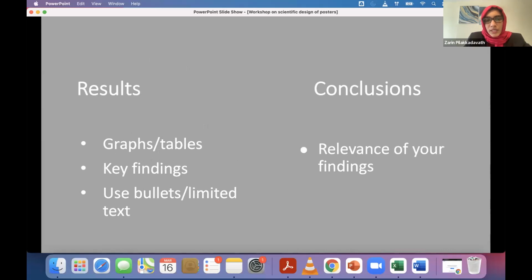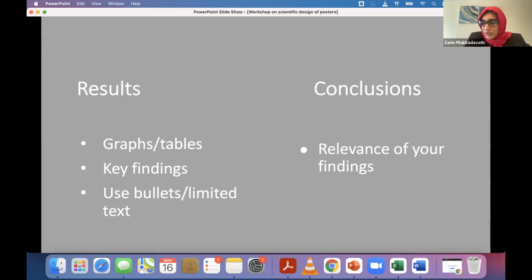So the results would be the space that takes up most of your poster. This should summarize the data, your research work, and report the results of your statistical analysis. It should be presented in a way that is very appealing to the eyes. You can include graphs or tables, maybe 2 to 3 maximum, and you can highlight the key findings using bullets.